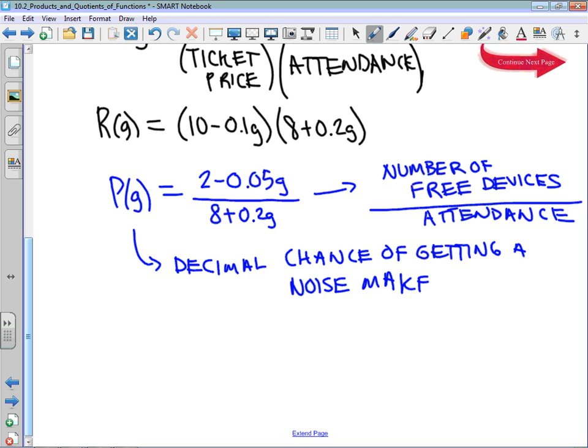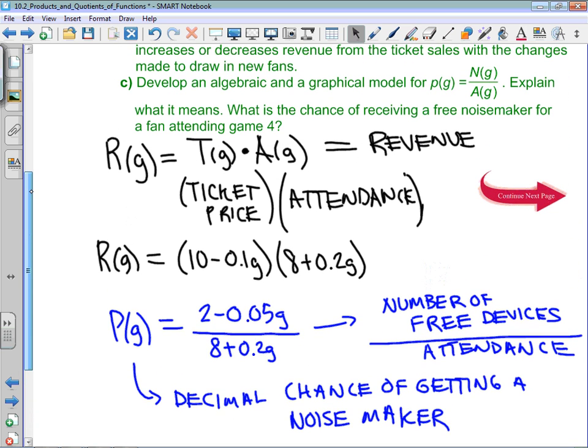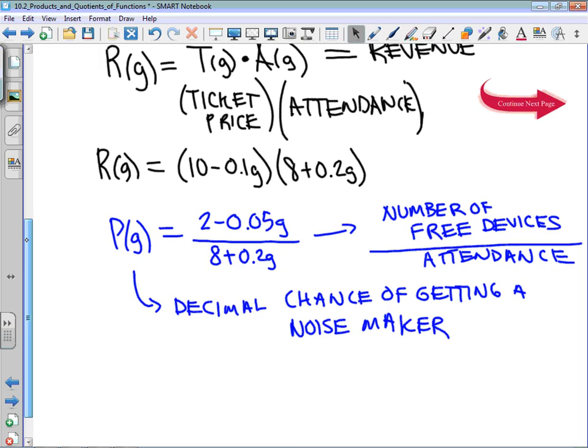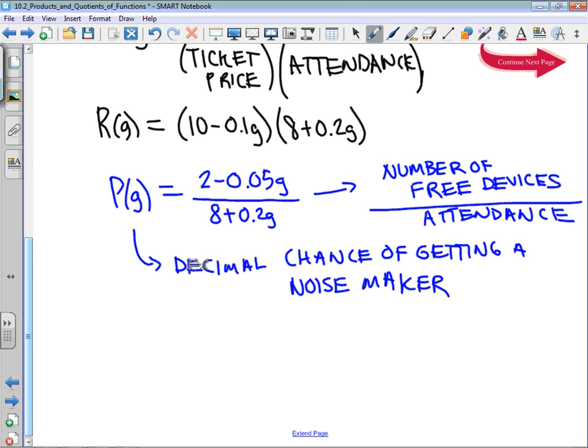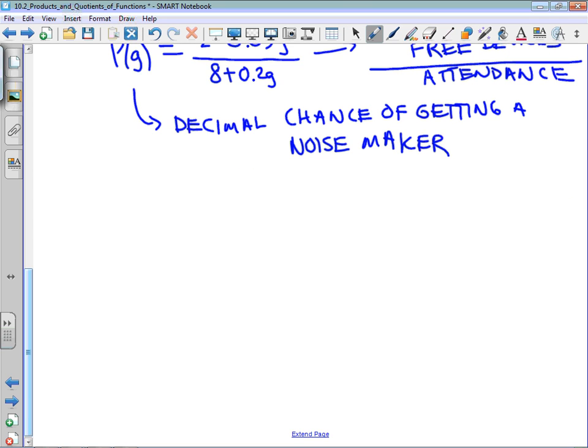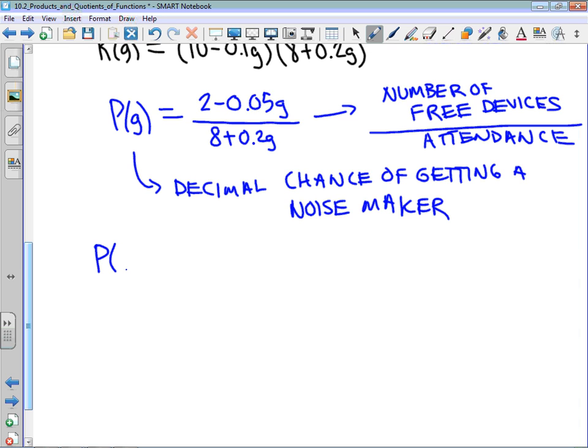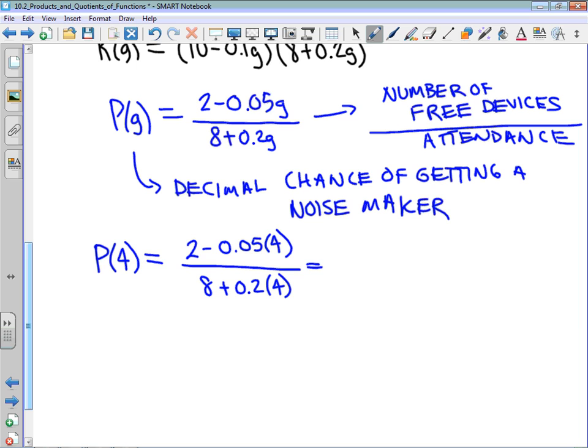Now, if we want to look at a graphical model of that function, we could type it into our calculator. What they really want us to do here, though, is it says, what is the chance of receiving a free noisemaker for a fan attending game 4? Keep in mind that we've identified that P of G is that chance. So what they really want us to find is P of 4. So that's going to be 2 minus 0.05 times 4 over 8 plus 0.2 times 4. That gives me 2 minus 0.2 divided by 8 plus 0.8, which is 1.8 over 8.8.